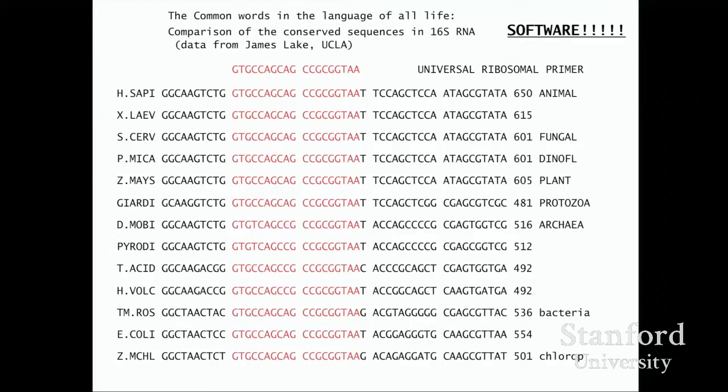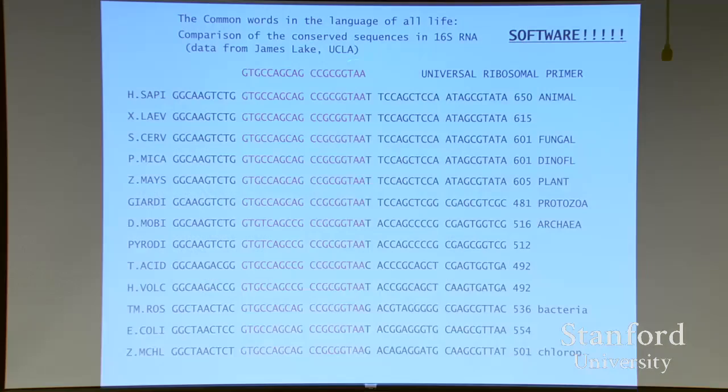Now, the next slide should have been earlier. This is the software of life. This is an example of what I mean when I say life has software. This is the common words in the language of all life, a comparison of the conserved sequences in the 16S RNA. This is data from James Lake at UCLA. And you can see that in these different organisms, from humans down to Giardia and corn and E. coli, all have the same sequences in the conserved regions of their RNA.